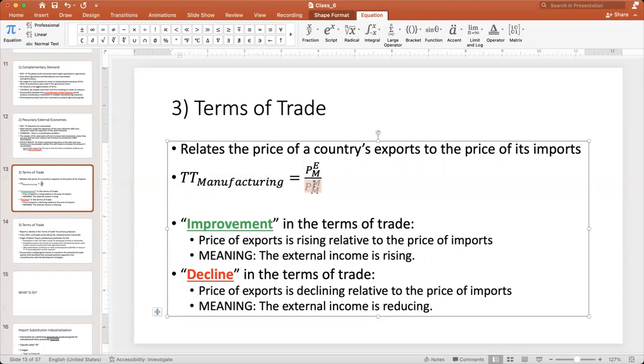Or there is a decline in the terms of trade when the price of the exports is declining relative to the price of the imports, which means that the income that comes from the international market is reducing, because the prices at which you are selling your products are reducing, and the prices of the products that you are buying from the international market are increasing, so your income cannot buy more goods and services.